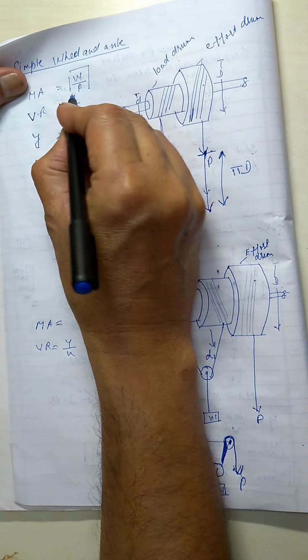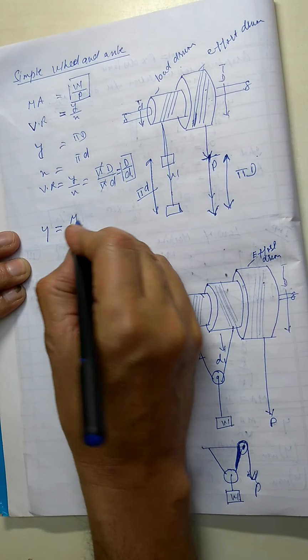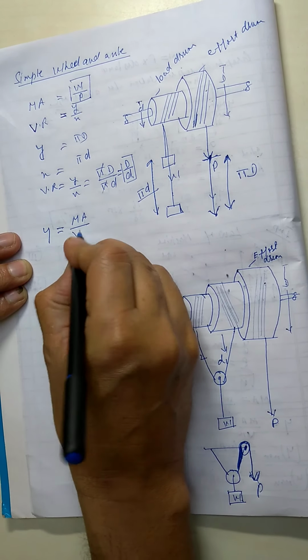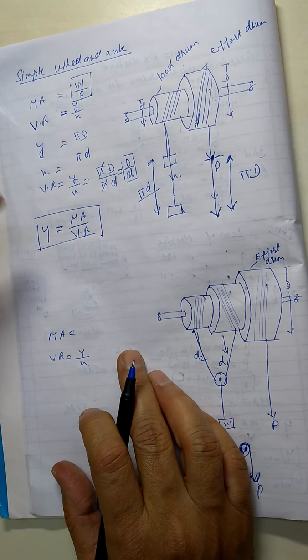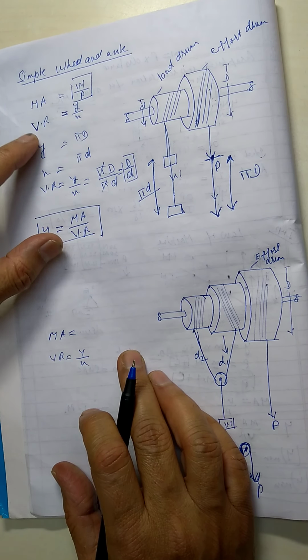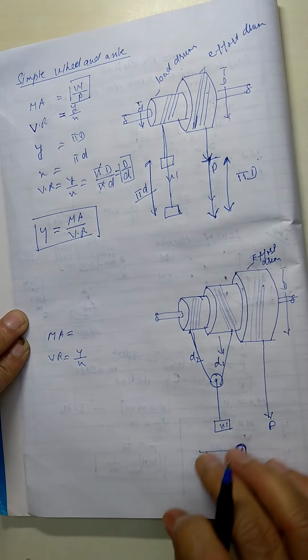Now third one is efficiency. Efficiency comes to be, for any machine, mechanical advantage upon velocity ratio. So the formula of efficiency and mechanical advantage will be common for all the machines, but different machines will have different values of velocity ratios, and next machines will be taken in next classes.